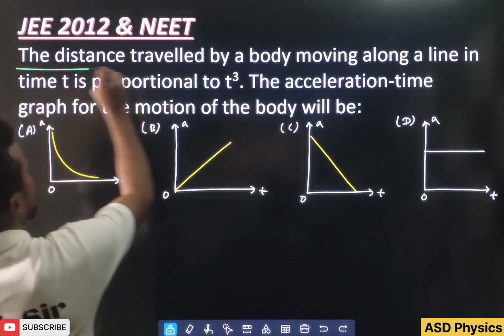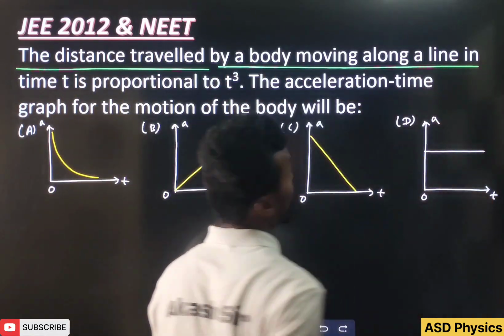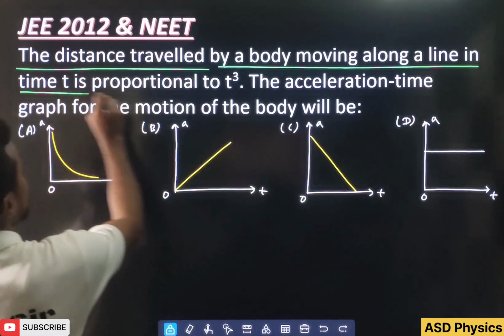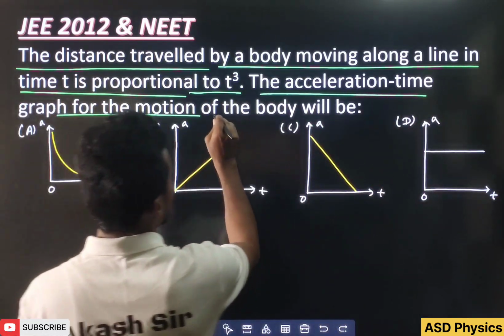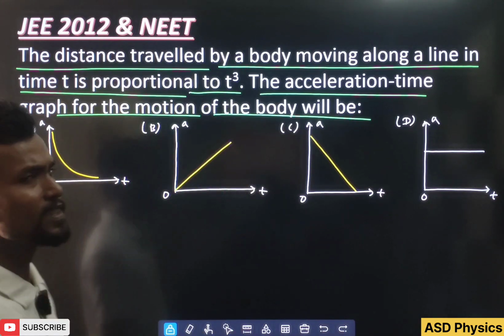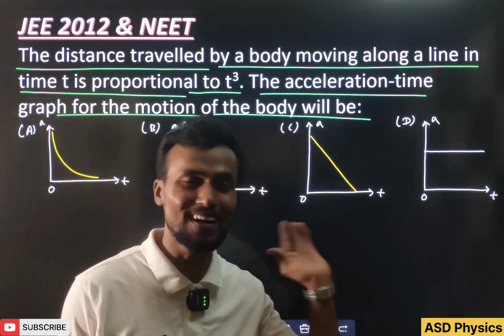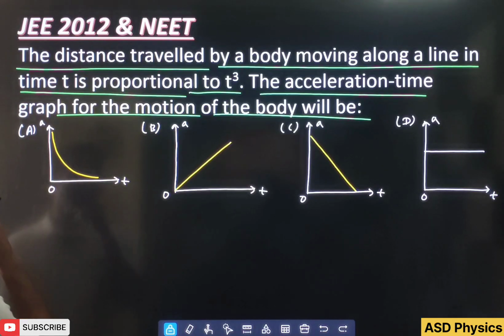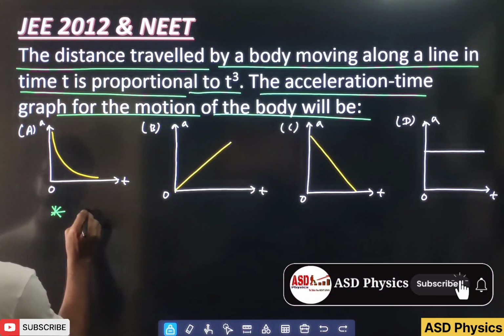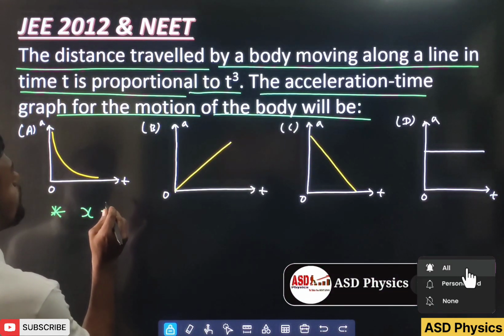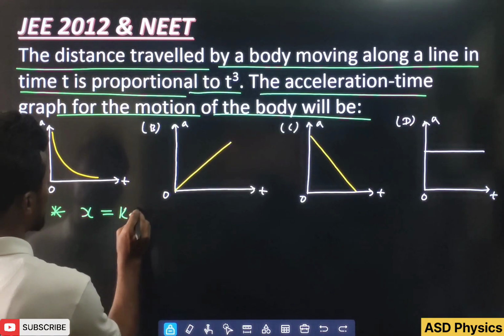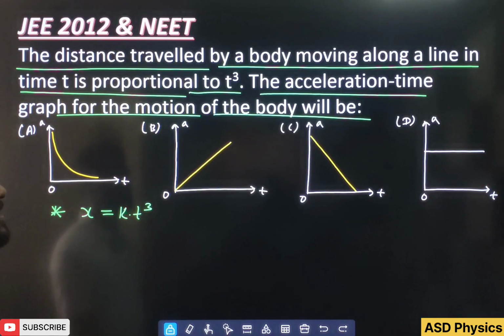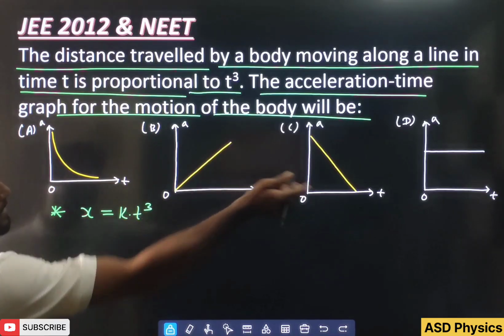See here, the distance traveled by a body moving along a line in time t is proportional to t cube. The acceleration time graph for the motion of the body will be how much? Moving along a straight line without changing direction, distance and displacement are both the same. Nothing else is mentioned, so I can write x proportional to t cube. Remove the proportional sign, some constant will come. Let's take x equal to k t cube, where k is a constant.